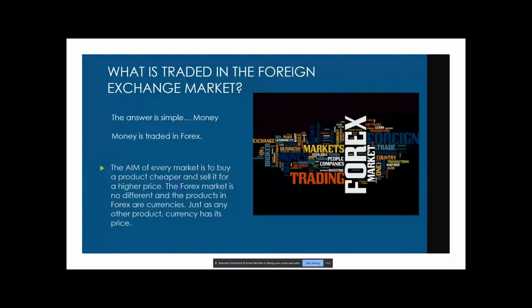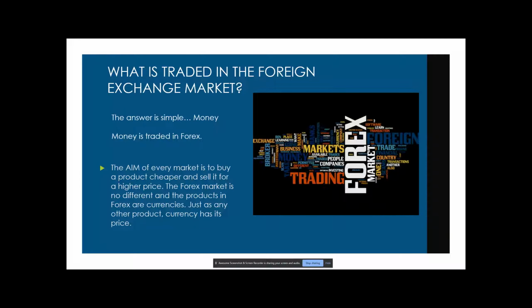What is traded in the foreign exchange market? The answer is simple: money. Money is traded in Forex. The aim of every market is to buy a product cheaper and sell it for a higher price. The Forex market is no different, and the product in Forex are currencies. Just as any other product, currency has its price.